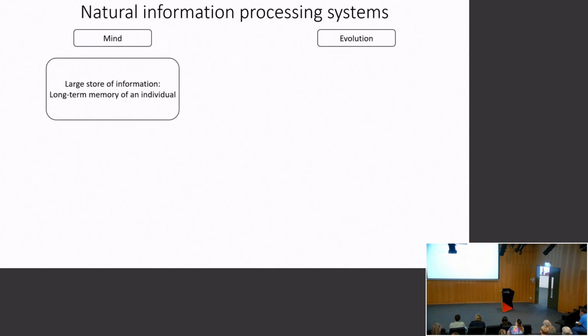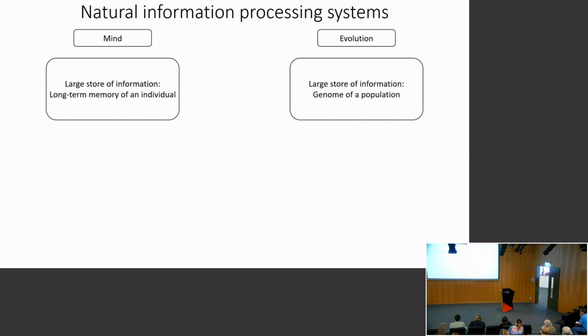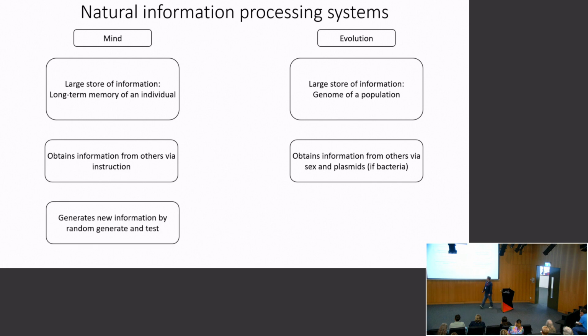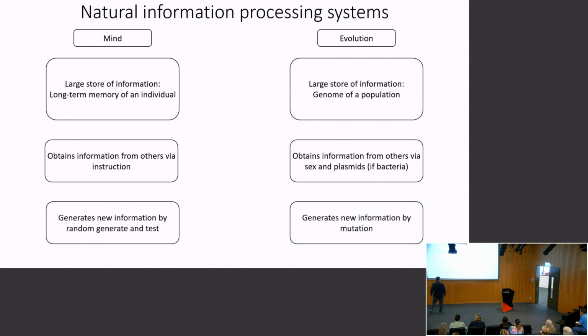So the mind, the large store of information is the long-term memory of an individual. Evolution, large store of information is the genome of a population. Now that's a little bit vague, what's a population, but let's just skip over that. The mind obtains information from others via instruction. Evolution obtains information from others via sex and plasmids if you're a bacteria. The mind generates new information by random generate and test, which essentially means the means-ends analysis thing that we were talking about earlier. Evolution generates new information by mutation.